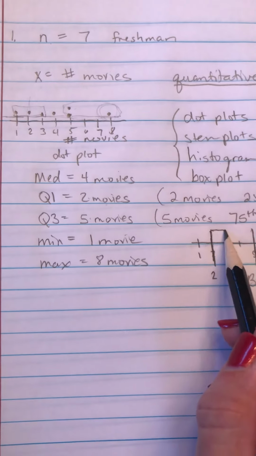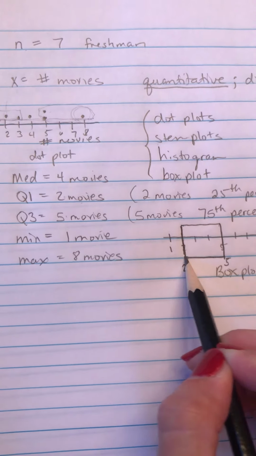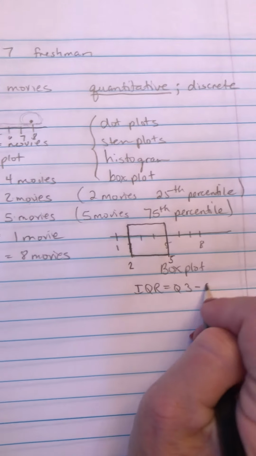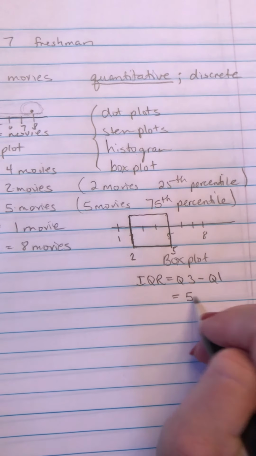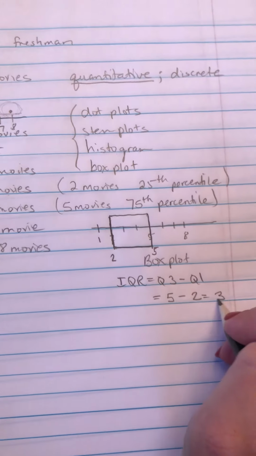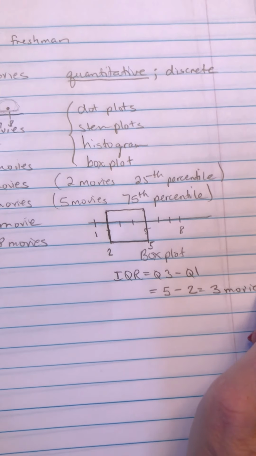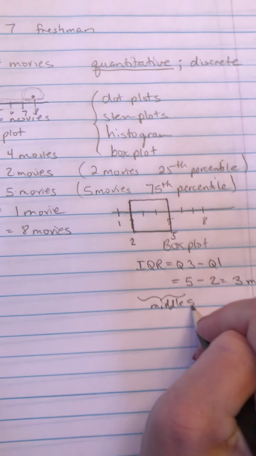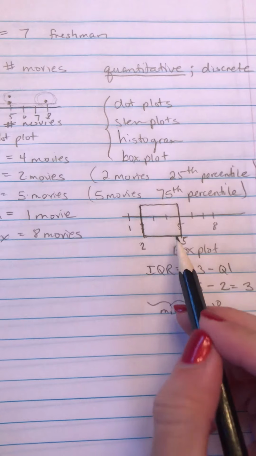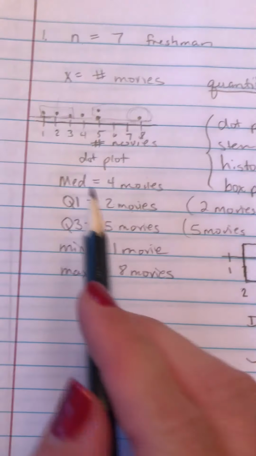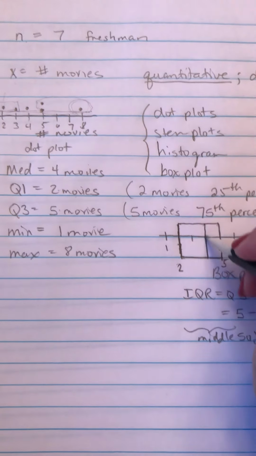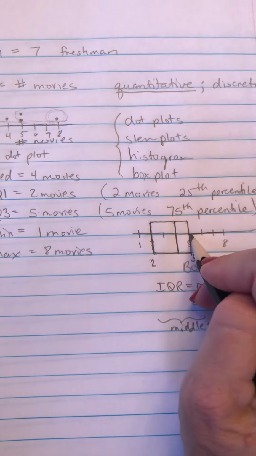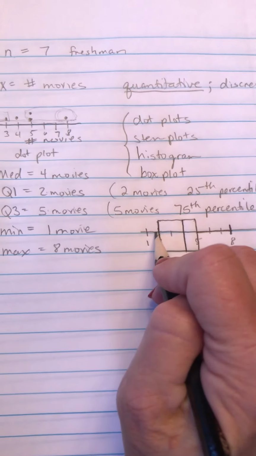So the IQR, my interquartile range, is 5 movies minus 2 movies, which is 3 movies. That's that middle 50% that occur between 2 and 5. And the median was 4. So that completes my box. The whiskers are going to go out to the largest value and the minimum value.